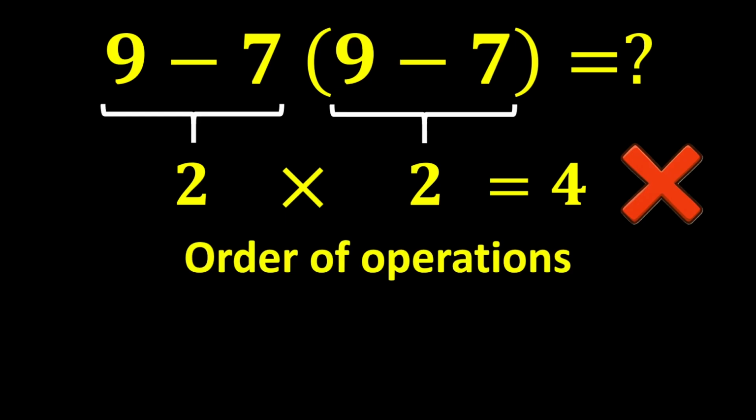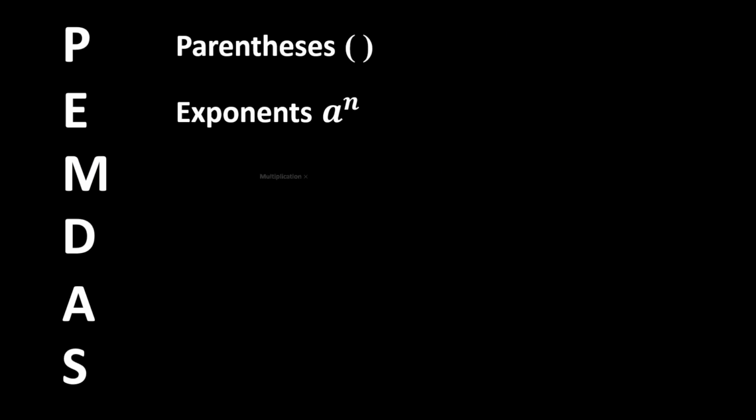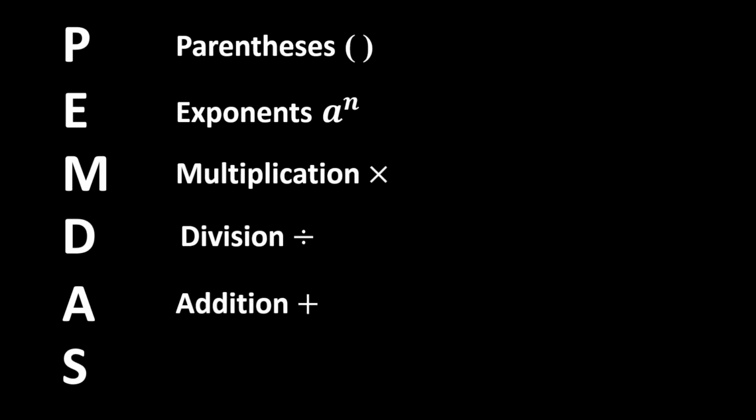The order of operations is commonly known by the acronym, PEMDAS. In PEMDAS, P stands for parentheses, E stands for exponents, M stands for multiplication, D stands for division, A stands for addition, and S stands for subtraction.